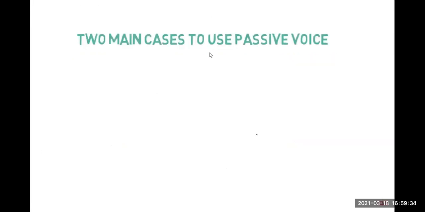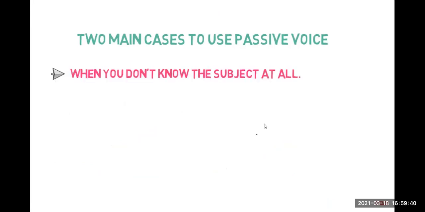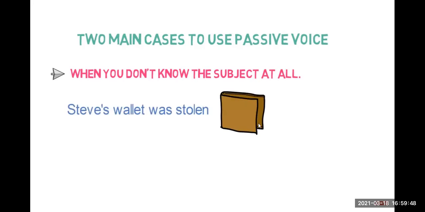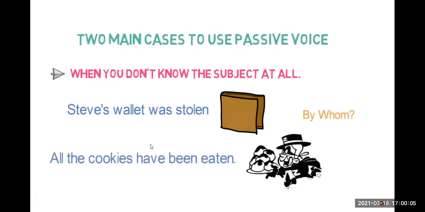Let's see two main cases to use the passive voice. When do we use the passive voice? Here we have, when you don't know the subject at all. So we don't know who is the person who does the action, right? For example, we have Steve's wallet was stolen. We don't know who was the person who stole Steve's wallet, right? Here we have another example. All the cookies have been eaten. So we don't know who ate the cookies.